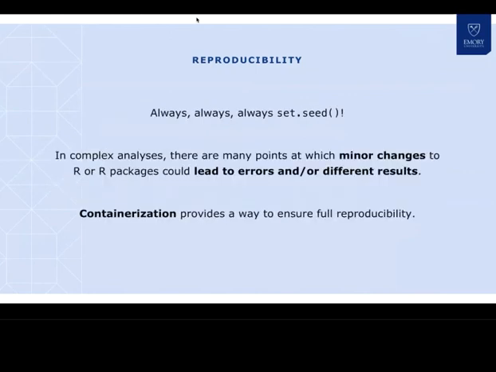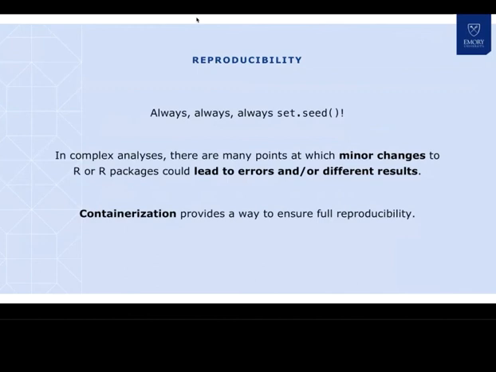Just to note that as we move towards these more complex analyses, there's a host of issues that can arise, right? Minor changes to R or versioning of R packages can lead to errors or different results. And you're not going to go through the change log of the XGBoost package to figure out what the maintainer changed to lead to these different results. So what can we do to ensure that we end up with a reproducible analysis irrespective of what might change in R on a day-to-day basis? I've been moving more towards using containers and containerization to try to ensure that full reproducibility.